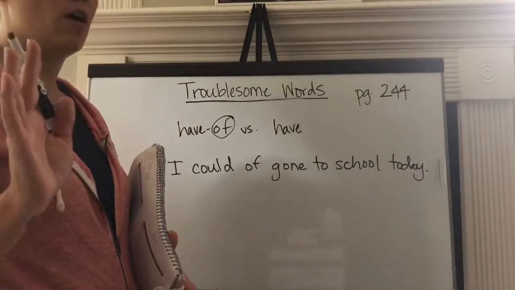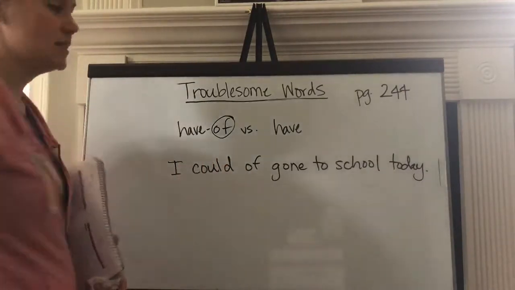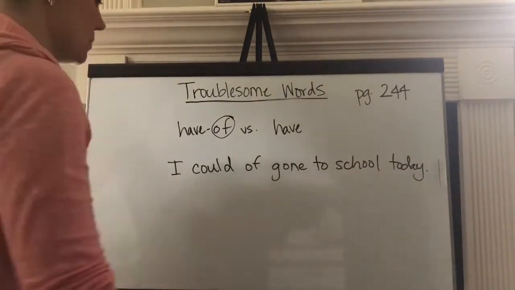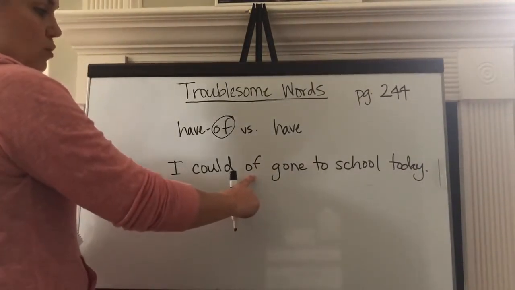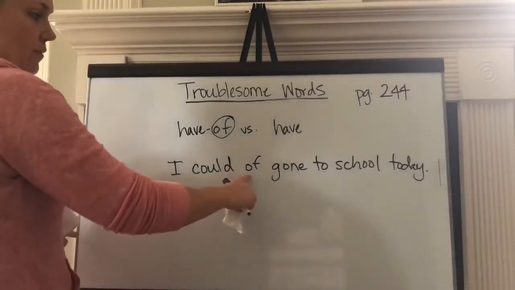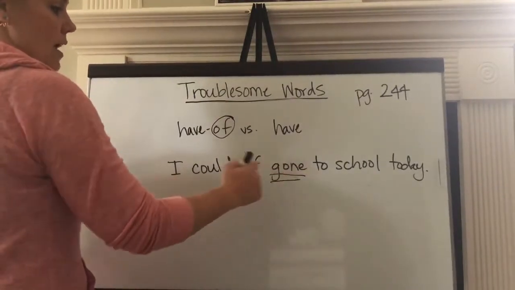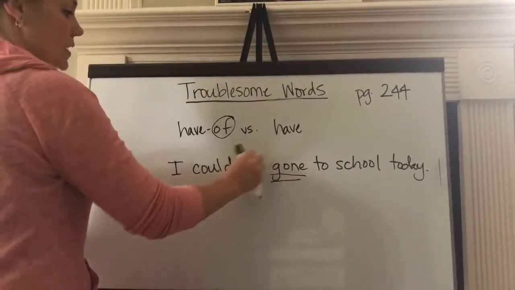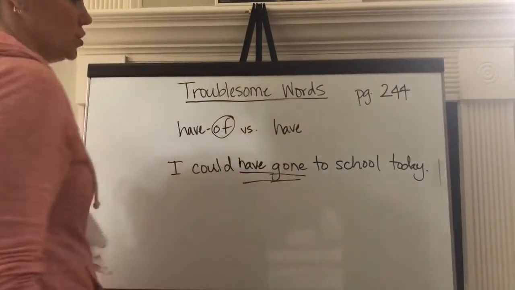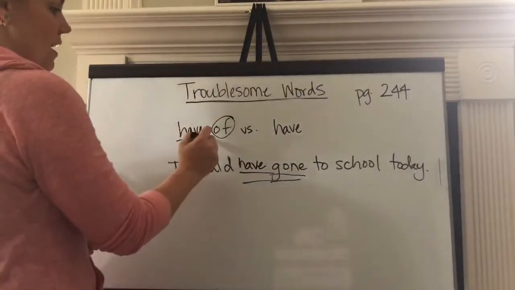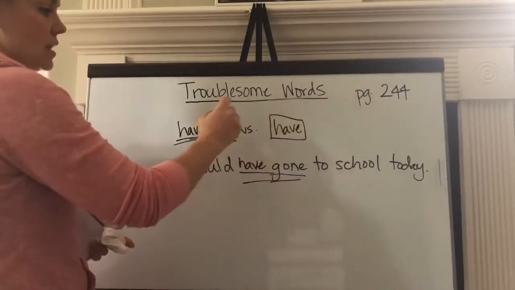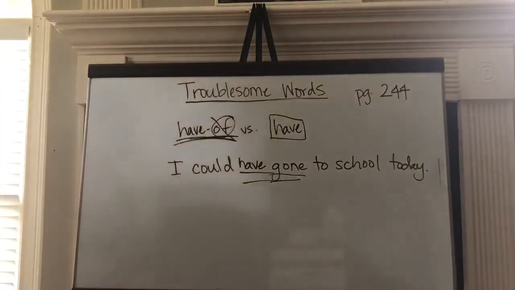I've probably heard, if not all of you, most of you, say something like this. I could have gone to Six Flags. I could have done something. This is actually a preposition, and we cannot use it as a verb, and oftentimes we do. It's not a helping verb. Our main verb here is gone, and of is not a helping verb, so we cannot use it. It should be I could have gone to school today. So when I put have and of together, that's what I mean. We really should just use have and never of. Okay?